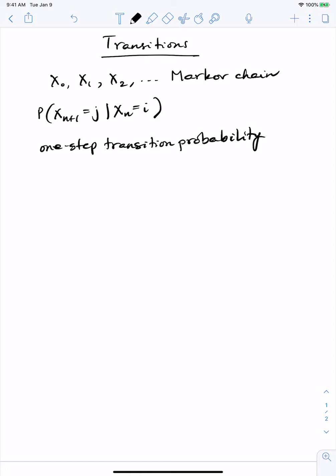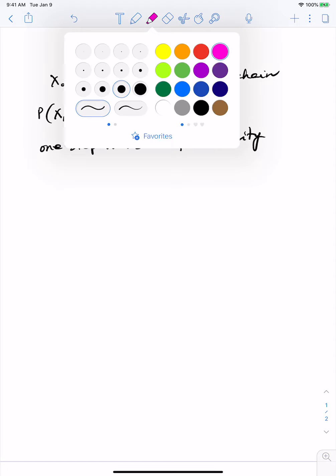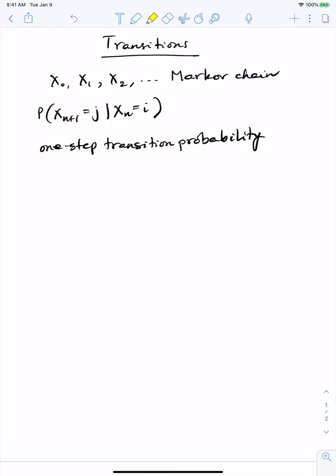And this probability depends on three quantities. It depends on the starting state i, the ending state j, and also on how long the chain has been run. So it is the one-step transition probability at time n. However, for many chains, there is a simplification.